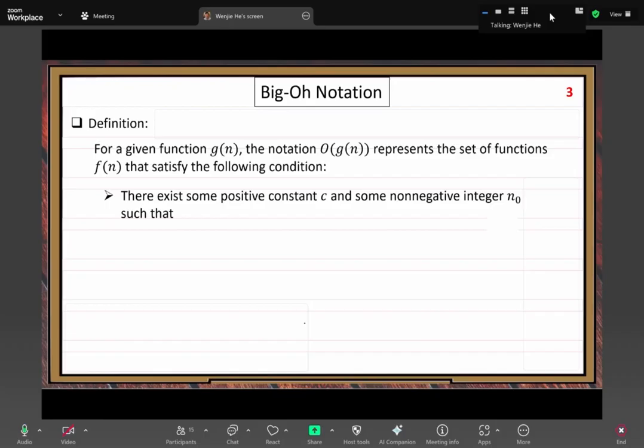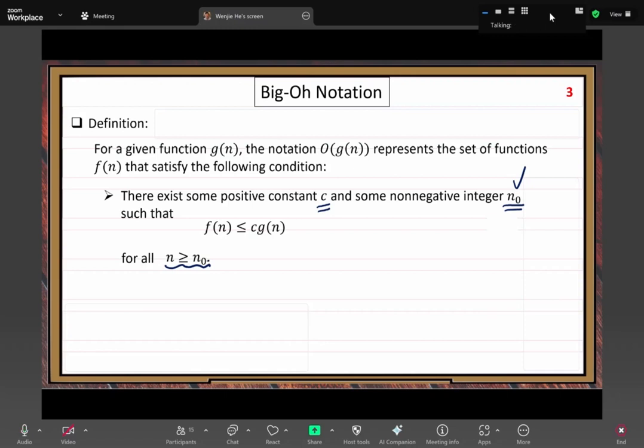There exists some positive constant c. Here we only need 1 constant. Positive constant c and some non-negative integer n0. Another special number is also needed to represent a new condition, such that this inequality f of n less than or equal to c times g of n holds for all n greater than or equal to this n0 number. That's the definition of big O.